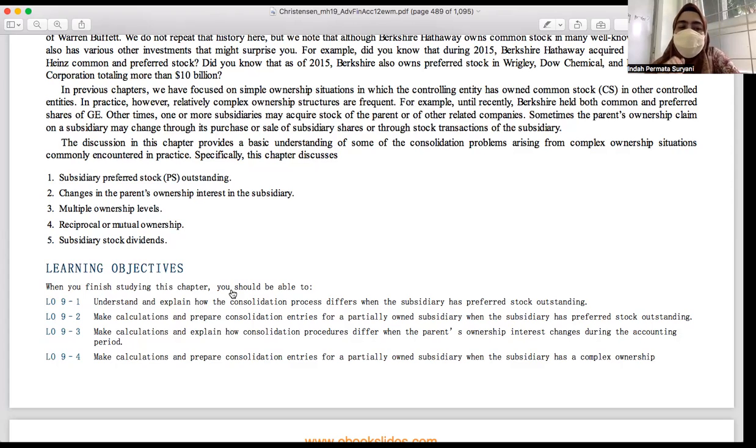The third learning objective is to make the calculation and explain how the consolidation procedure differs when the parent's ownership interest changes during the accounting period. This is a situation that happens when there are ownership changes during the accounting period, so the explanation and calculation will be covered in this part.